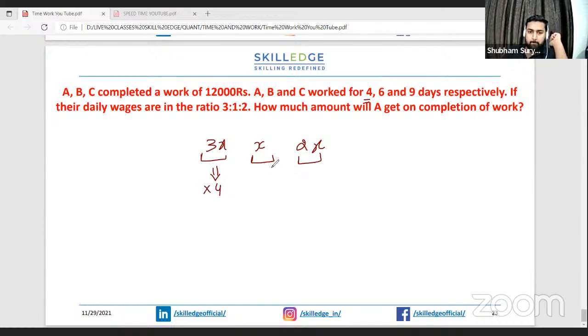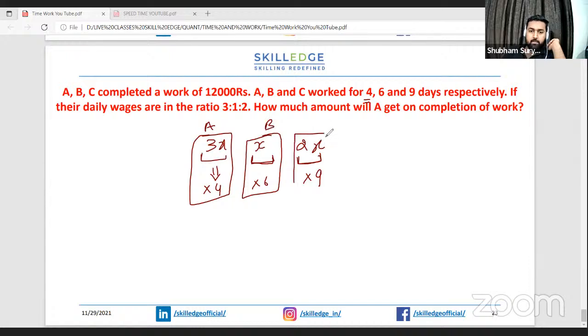But the person B, per day wage is x rupees, so for 6 days it has to be x into 6. But the person C, per day wages of 2x rupees, so for 9 days it has to be 2x into 9. So this product is gonna be the total amount which the person A will be getting. Similarly, this product will be the total amount the person B will be getting, and this product will be the total amount that the person C will be getting.